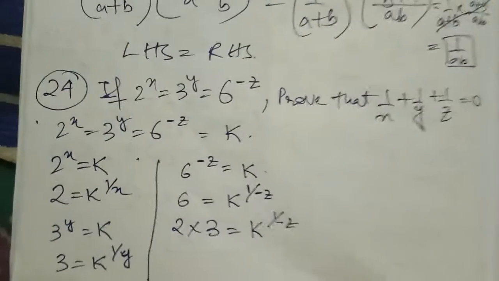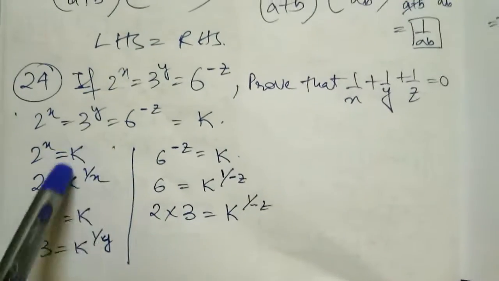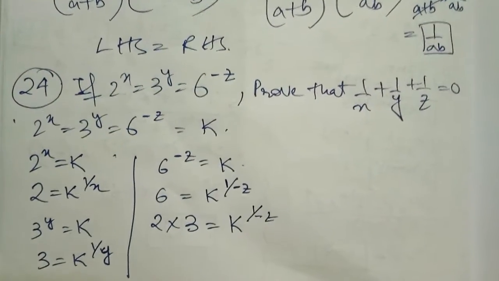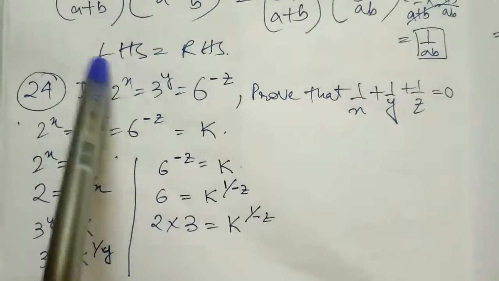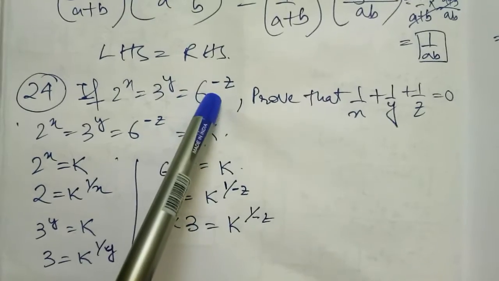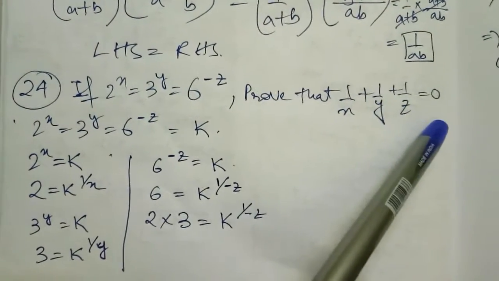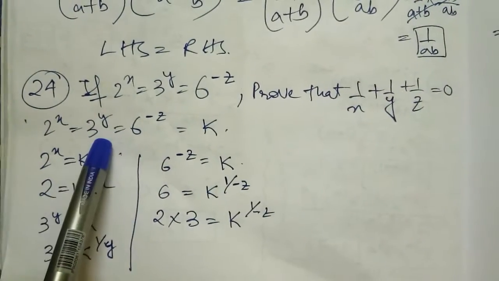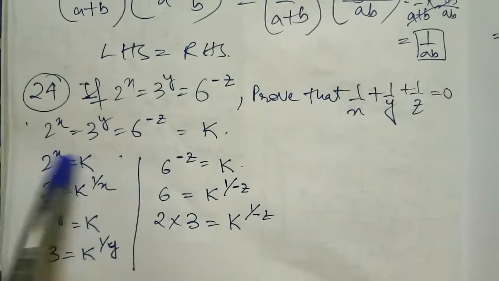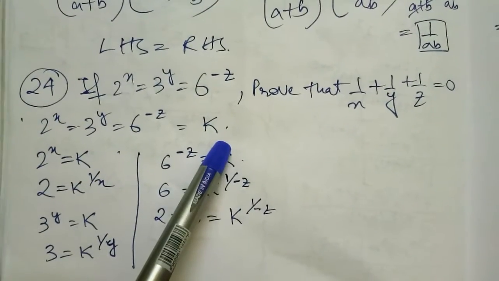Next, 24. This type of question is very important also. We will learn more about this type in the logarithm chapter. See, in this question it is given: if 2 to the power x equals 3 to the power y equals 6 to the power minus z, prove that 1 by x plus 1 by y plus 1 by z equals 0. Then 2 to the power x equals 3 to the power y equals, whatever is given, equals k. In this kind of question you have to take a constant. I have written it here as k.